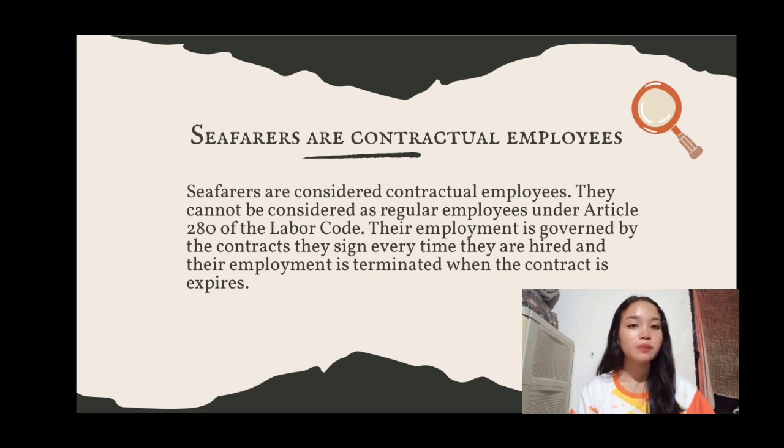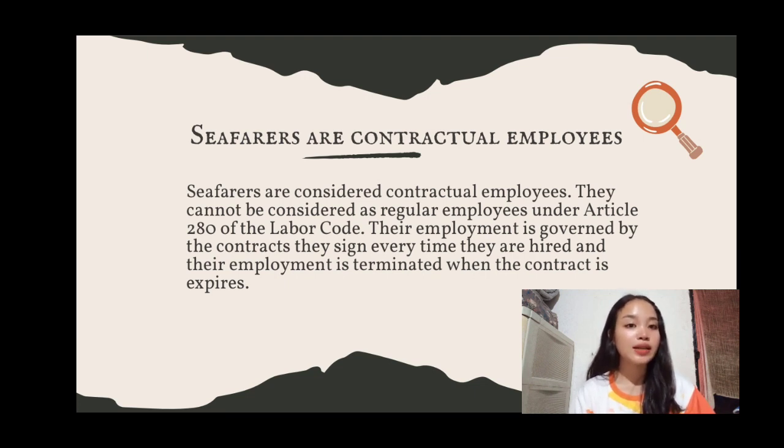Seafarers are considered contractual employees. They cannot be considered as regular employees under Article 280 of the Labor Code. Their employment is governed by the contracts they sign every time they are hired, and their employment is terminated when the contract expires. So basically, seafarers are considered contractual employees because their employment status is determined directly by the contracts they sign each time they are hired.